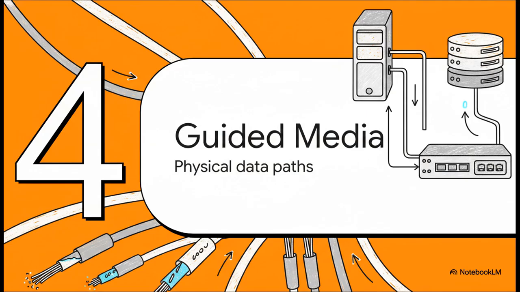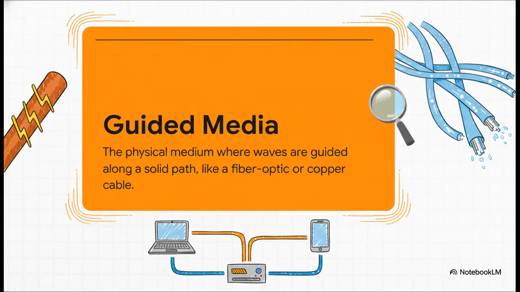So, we've made it onto the on-ramp, but what is that on-ramp actually made of? Let's zoom in and look at the physical wired paths that our data travels on. In networking, we call this guided media. Guided media is, well, it's exactly what it sounds like. The signal, whether it's electricity or a beam of light, is physically guided along a solid path. For our purposes, the two most important types are the classic copper wire and the super fast fiber optic cable.